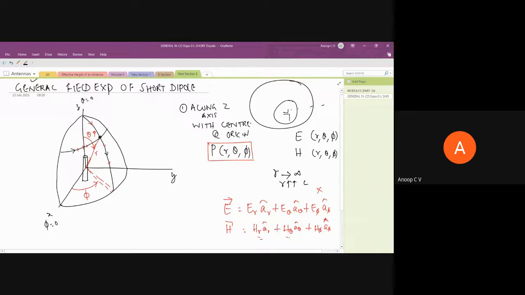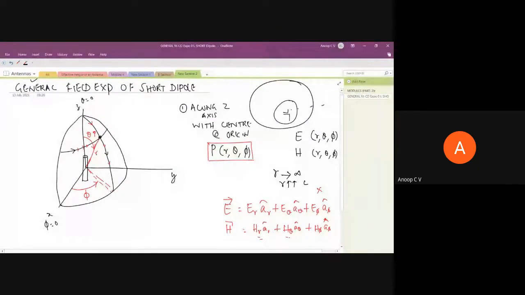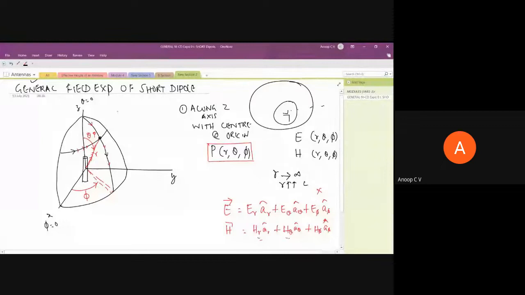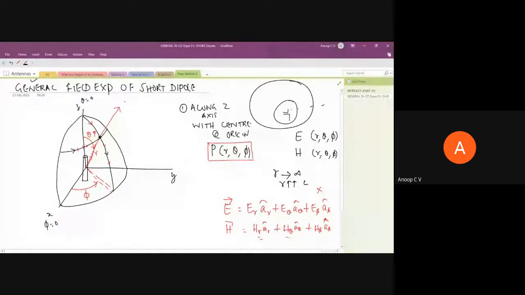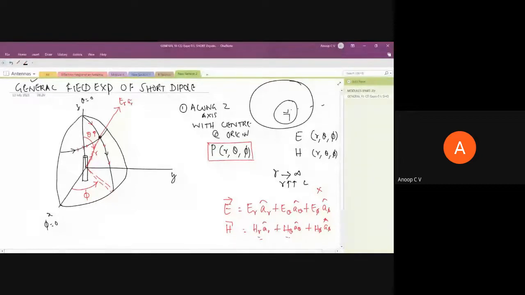So the direction of E r will be the direction in which r is increasing, right? You can see r is increasing like this. So E r will be along this, the direction of A r cap. So this will be E r, A r cap, the r component, right?